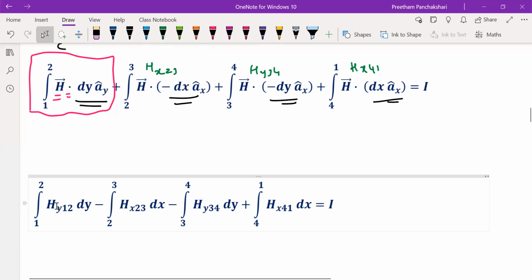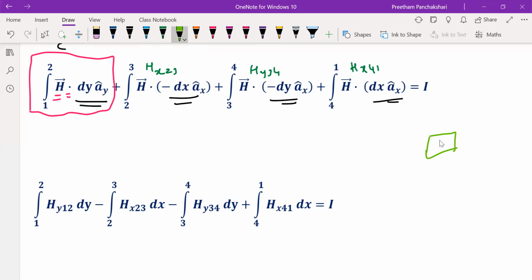I'll give one more reason why H should be constant, because we have chosen a closed path enclosing a smaller area, an incremental area. We have taken an incremental area intentionally to make H constant over each side of the rectangle. So that's why Hy12, Hx23, Hy34, Hx41, all these are constants. They can be taken out of the integrations. So we need to integrate only the differential length.